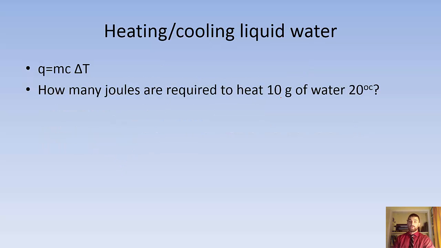So for heating or cooling liquid water, which you'll see is kind of a common problem in Regents chemistry, use this formula from previous units: Q equals mc delta T, where m is the mass, c is the specific heat of water, and delta T is the change in temp.